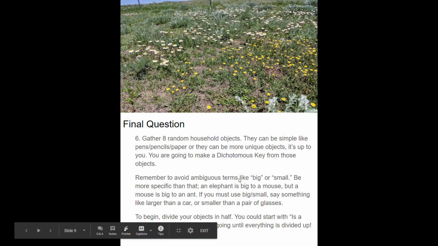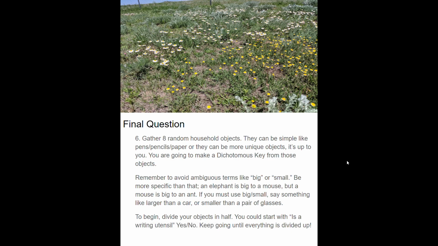So first thing to remember, before I get started showing you what I'm going to do, remember to avoid ambiguous terms like big or small. Be more specific than that. Think about this. An elephant is big to a mouse, but a mouse is big to an ant. If you need to use big or small, say something like larger than a car, or smaller than a pair of glasses, larger than this, or smaller than that, right? This gives you a more real start and stop point that's going to help clarify your dichotomous key.